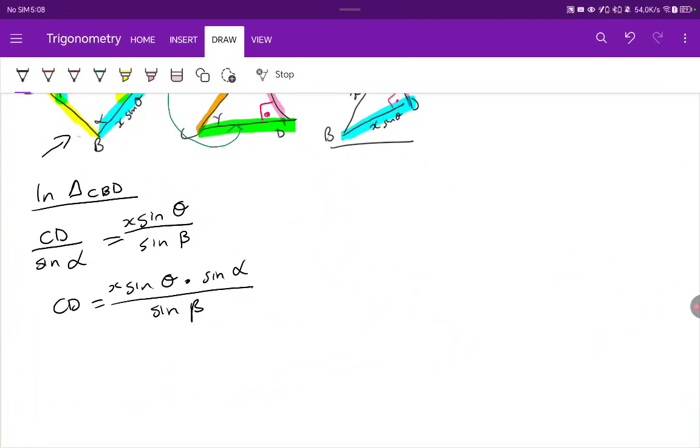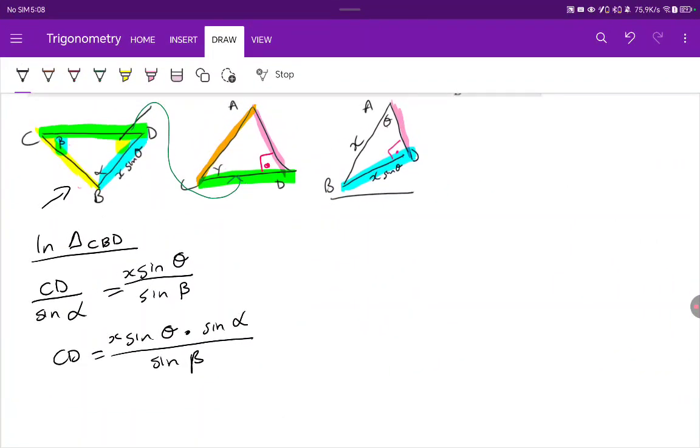So now what do we have? We have the length of CD. CD is in green. We know the length of CD. We can now move CD to the second triangle. In our second triangle, we could use the sine rule, but instead of that, I would rather use, because I have 90 degrees here, we can use SOHCAHTOA.